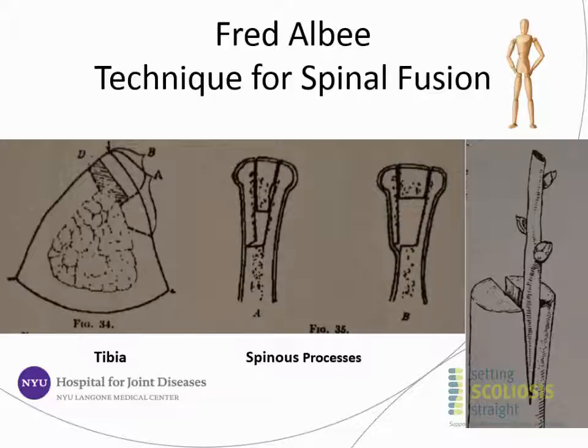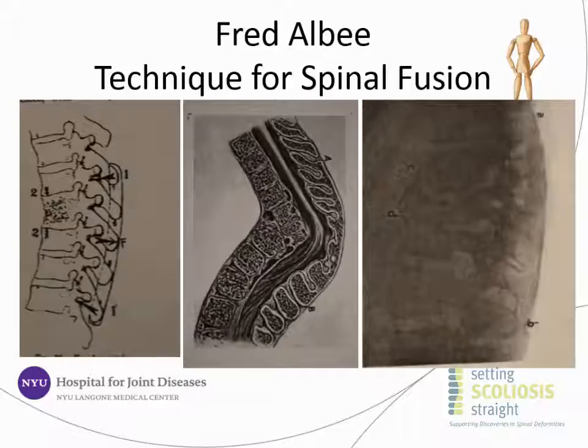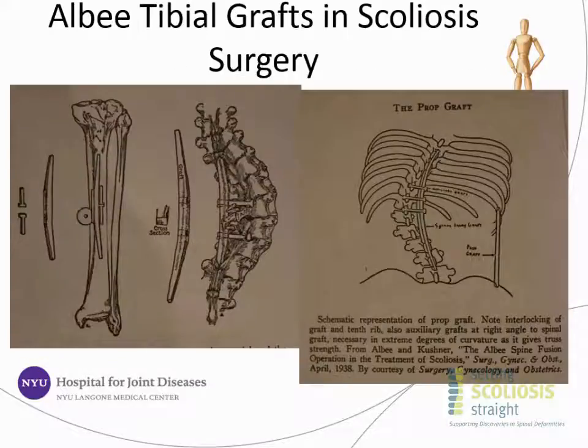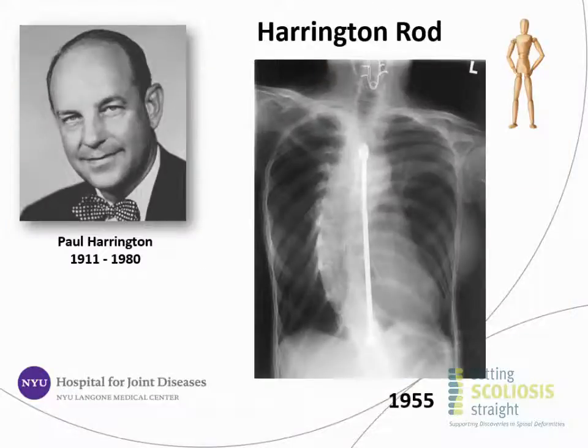He did this in patients initially with Pott's disease, remember, tuberculosis of the spine. And he would fuse that spinal deformity, which in those days was mostly a kyphosis rather than a scoliosis. But then he started to introduce this concept into scoliosis surgery, taking longer pieces of the tibia, curving them and then putting them into the spine. So he was really a visionary.